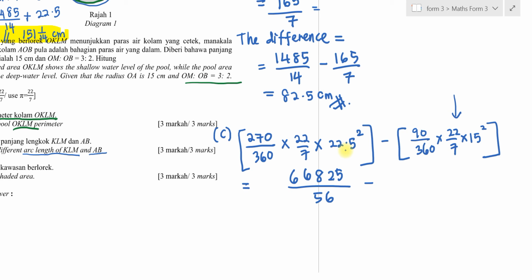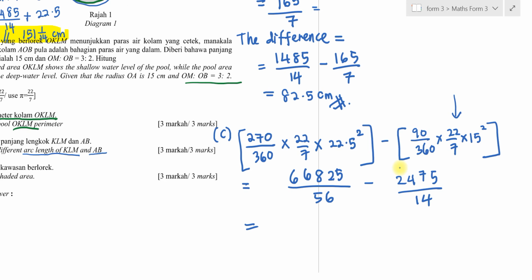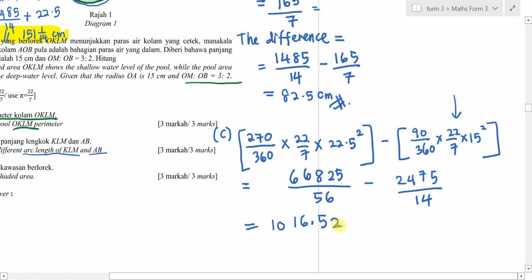2475 over 14. Okay, let me check. 2475 over 14. Okay. Now we use our calculator to minus this one. So 66825 divide 56 minus 2475 over 14. So the final answer, you can simplify, no problem. So I get 1016.52 centimeter square.